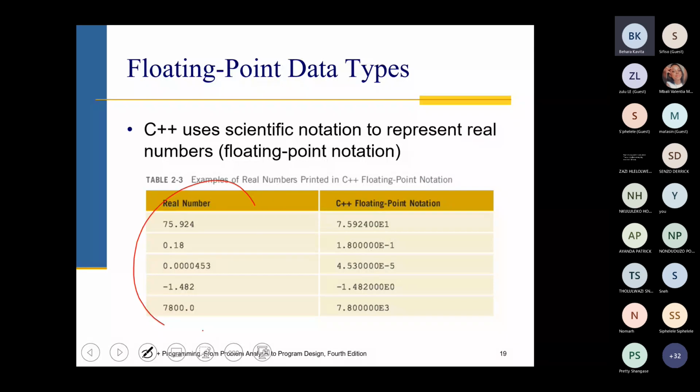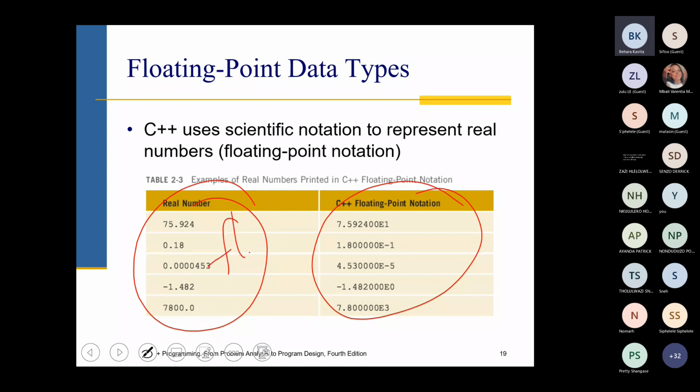This is your real numbers. This is your floating point notation. The real numbers, in this case, it is a float here. And when you represent them in a double, which is going to carry 8 bytes, it can be written in scientific notation.